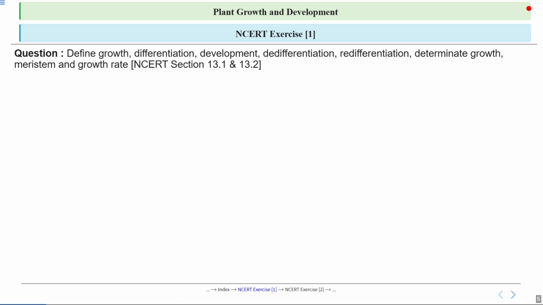Question is define growth, differentiation, development, de-differentiation, redifferentiation, determinate growth, meristem and growth rate. So this question will cover NCERT section 13.1 and 13.2. Let's start with the answer.